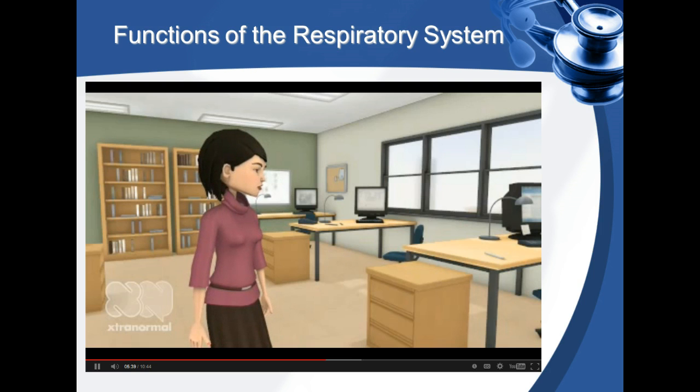There, the air is filtered, warmed, and humidified as it flows into the lungs. And during forced inhalation, the external intercostal muscles and accessory muscles aid in further expanding the thoracic cavity.